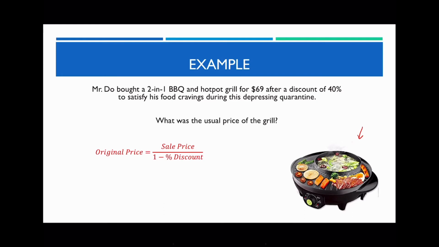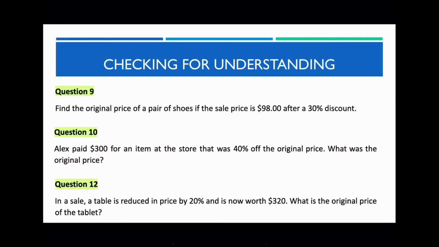So this is the formula over here. All you're doing is just substituting it into the formula. So sale price is 69 divided by 1 minus 0.4, because I've converted this into a decimal. And if you put this into your calculator, it's going to be $115. Please answer these questions over here to get as much practice as you can.